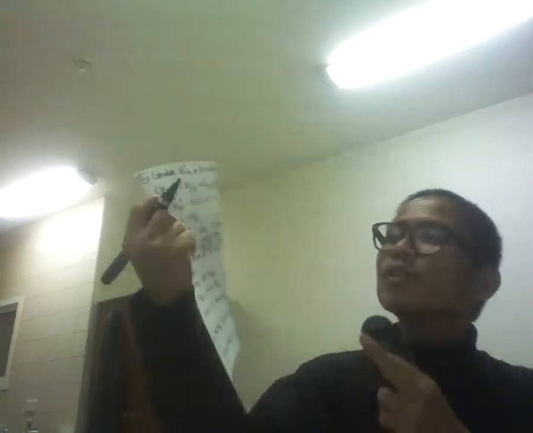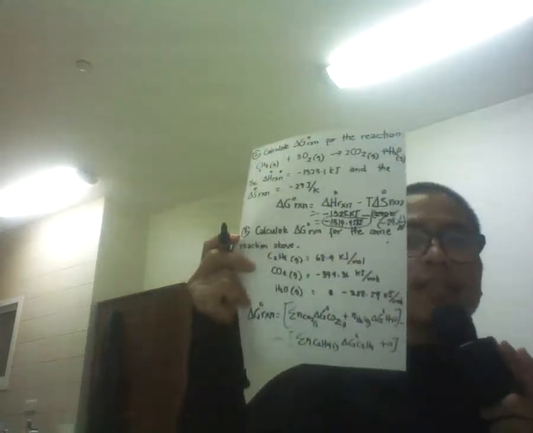The number of moles of ethylene in the reaction is 1 mole, because it has a double bond. So 1 mole times the delta G of formation of ethylene, which is given in the problem as 68.4 kilojoules per mole. Now cancel the mole, and what will be left is the kilojoules. So do the basic simple mathematics for this.